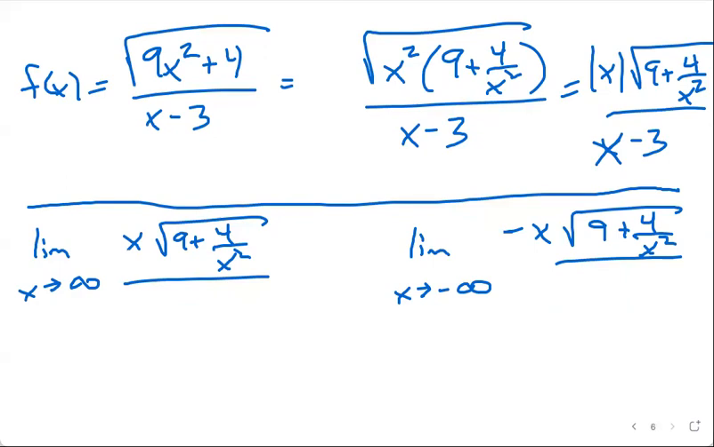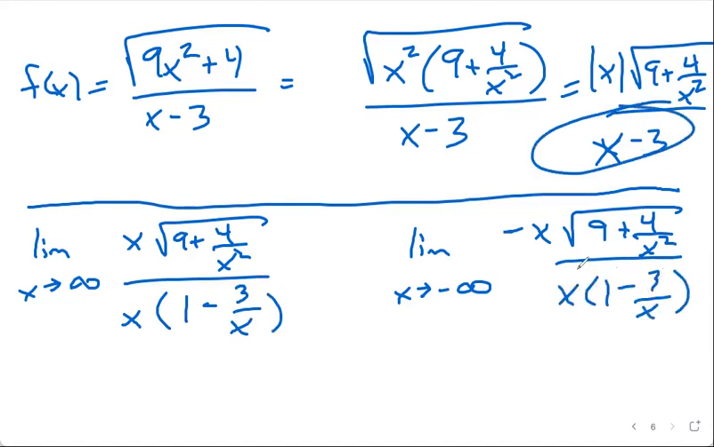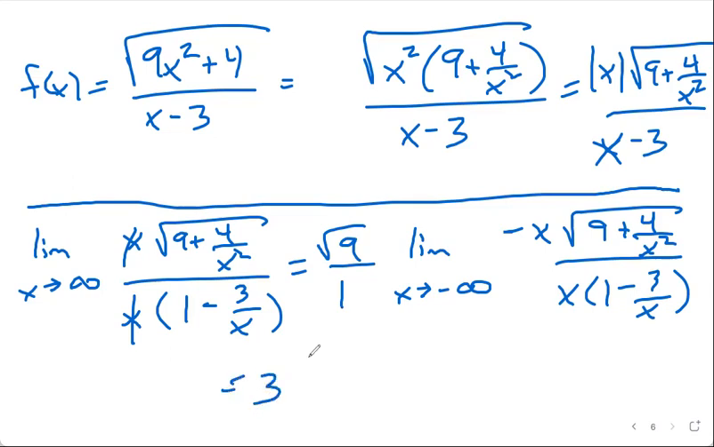I'm going to factor an x out. If I do that, I would get 1 minus 3 over x. Again, I factor out an x to get to here. Now the x's cancel. If I plug in infinity, 4 over infinity goes to 0. That's the square root of 9. If I plug in infinity, 1 minus 0 gives you 1, and that gives you 3.